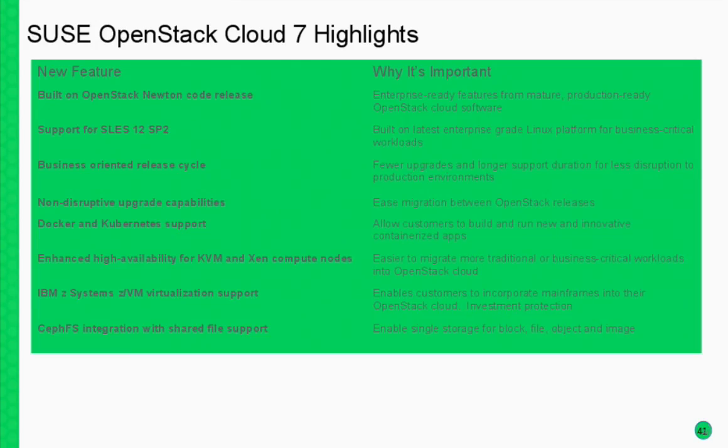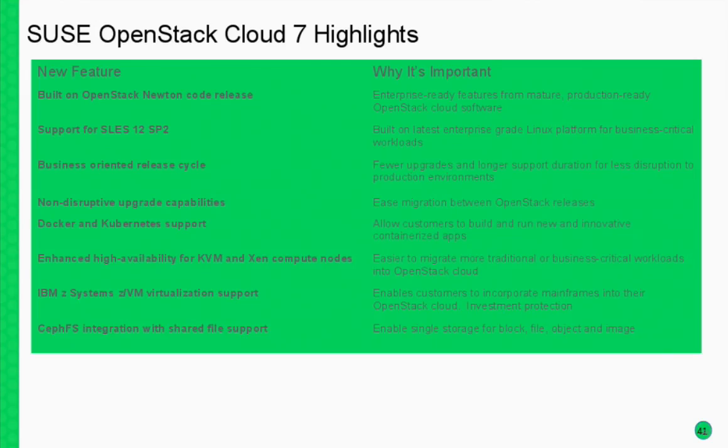So SUSE OpenStack Cloud 7, as I said, I've got a session later today that goes into some more detail. It's based upon OpenStack Newton, which is the most current release. It's also based upon SUSE Linux Enterprise Server 12 SP2, the most recent version of SUSE Linux Enterprise. As I mentioned before, we release on a 12-month cycle. Most customers told us there was no way they were going to upgrade on a 6-month cycle. It was just too painful.